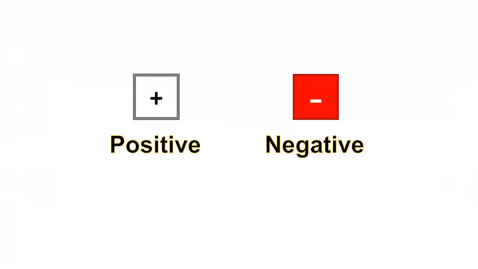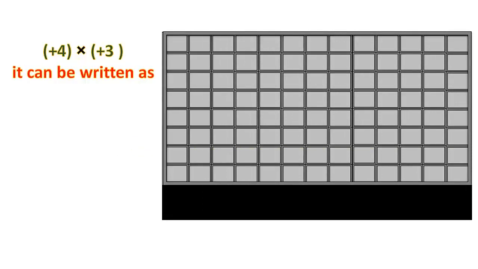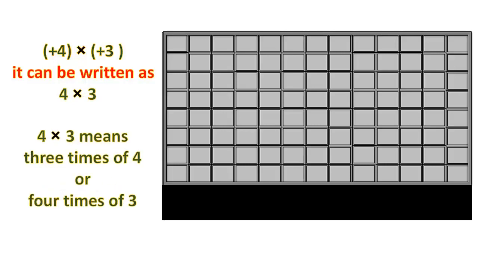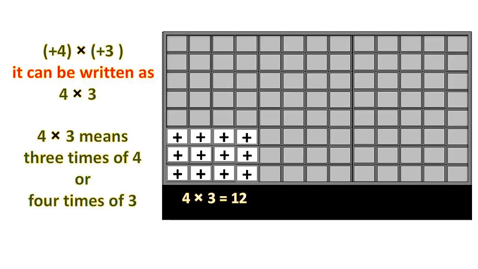Now we prove this using the multipurpose board, in which plus is taken as positive and minus is taken as negative. We take an example, plus 4 into plus 3. It can be written as 4 into 3. 4 into 3 means 3 times of 4 or 4 times of 3. Now we take positive symbols, 4 in a row. Like that we take 3 rows. And totally if we count, we have 12 positive symbols in this arrangement. That is, 4 into 3 is equal to 12.